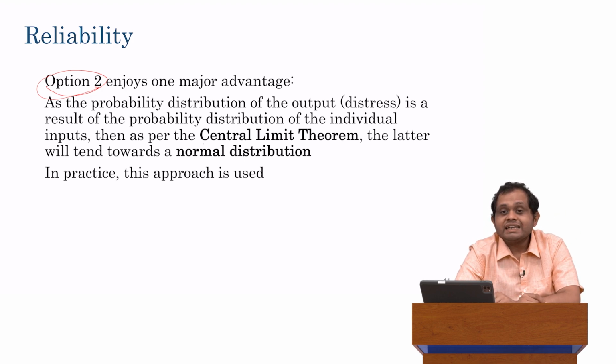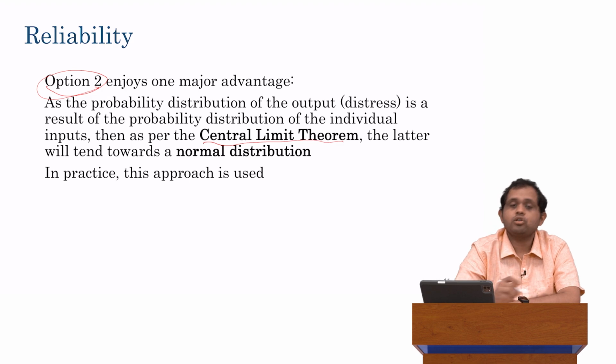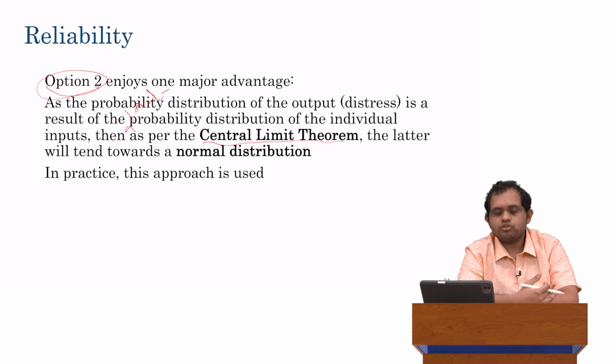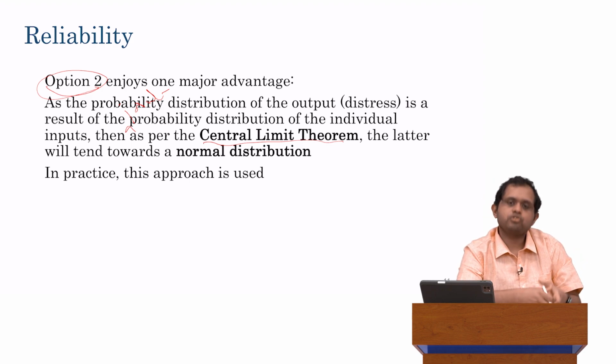And there is a particular theory in mathematics called the central limit theorem. The central limit theorem says that, well, this is not exactly the definition of the central limit theorem, but as applied to our problem, the probability distribution of the distresses, which is the output, is a result of the joint probability distribution of the individual inputs. So I should put here joint. The central limit theorem says that this joint probability distribution, so when the output is a probability distribution which depends on the probability distribution of the individual inputs, whatever those probability distributions are.